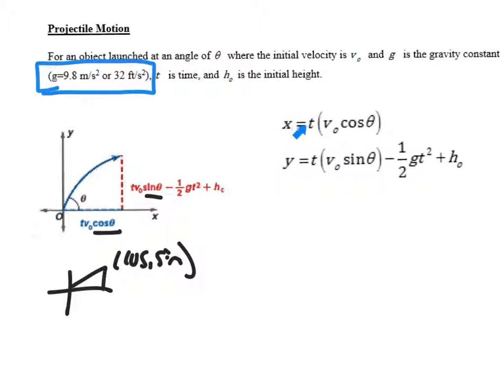So my two equations are: for x, my t, which is my parameter, times the velocity times cosine theta, and for y, it's t times velocity times sine theta. So if you didn't have the effects of gravity, you would just have these two. However, we have the effects of gravity, so we have minus 1/2 g t squared plus your original height.